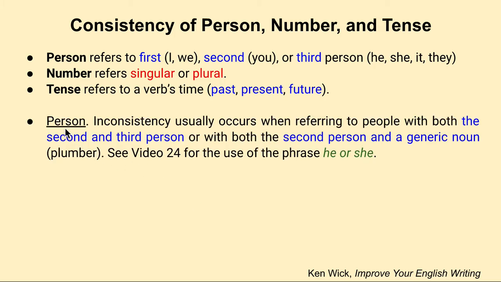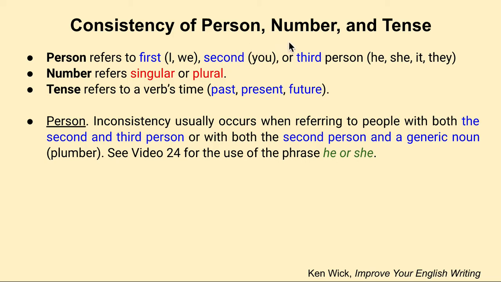So first, let's look at person. Inconsistency in person usually occurs when referring to people with both the second and third person. So you're using you and he, she, it, or you're using a second person you with a generic noun like plumber.